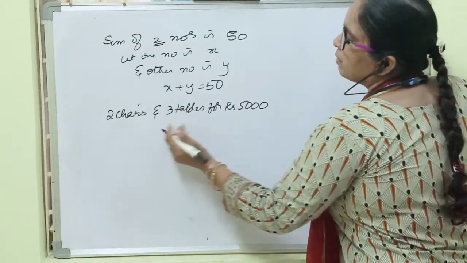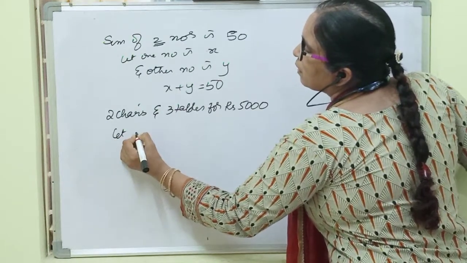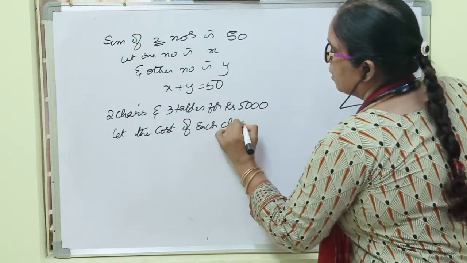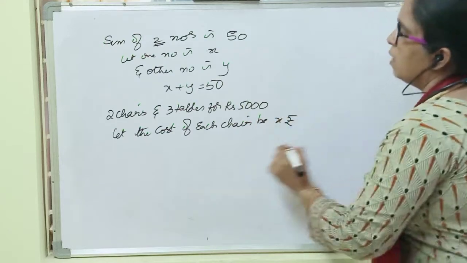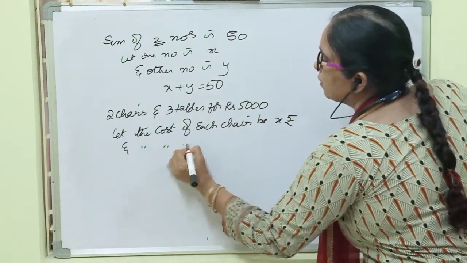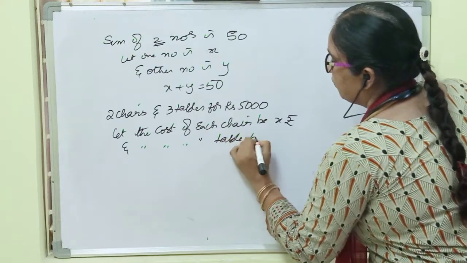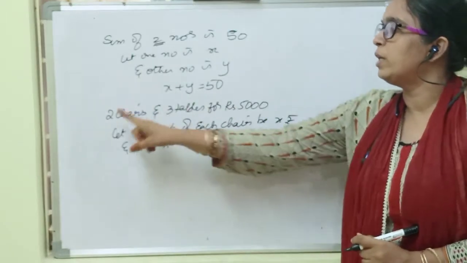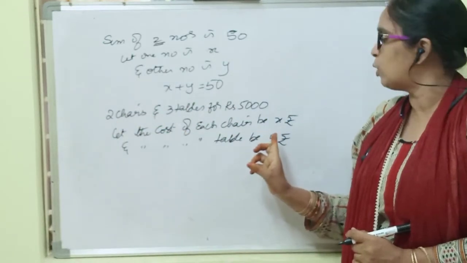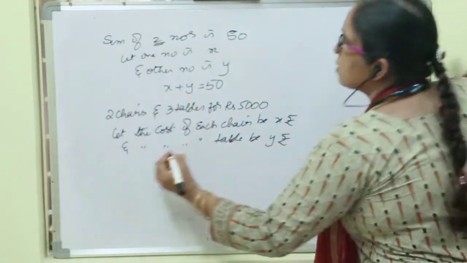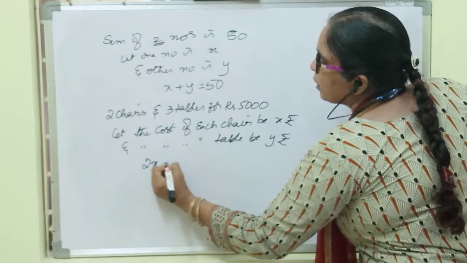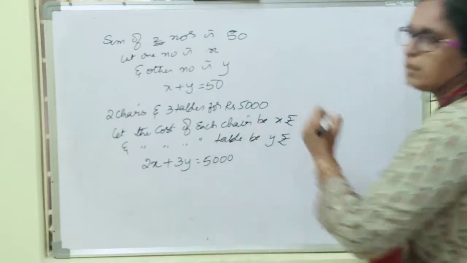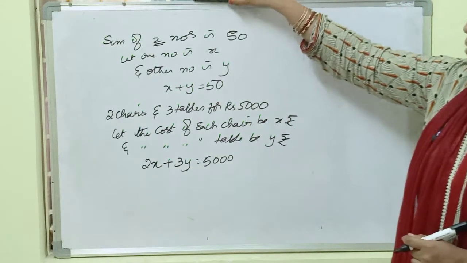When you are defining x and y, here x is the cost of each chair, let it be x rupees, and the cost of each table be y rupees. Okay, so cost of each chair is x rupees. So he bought how many chairs? Two chairs. So what is the total amount he spent on buying chairs? It is 2x. So write 2x. So total price, total amount spent is 5,000. So 2x plus 3y is equal to how much? 5,000.